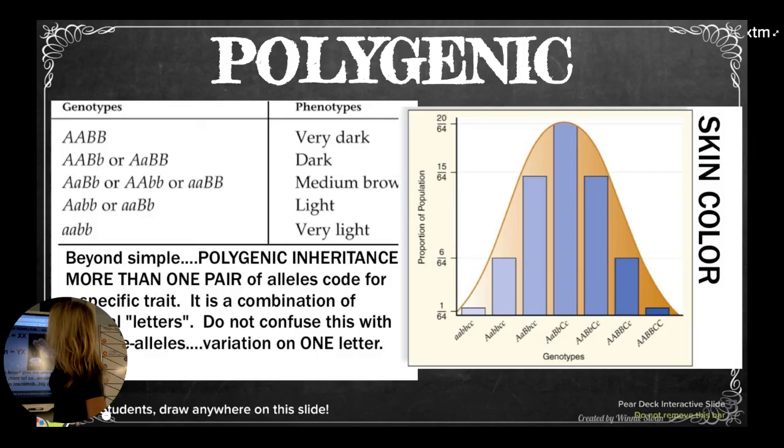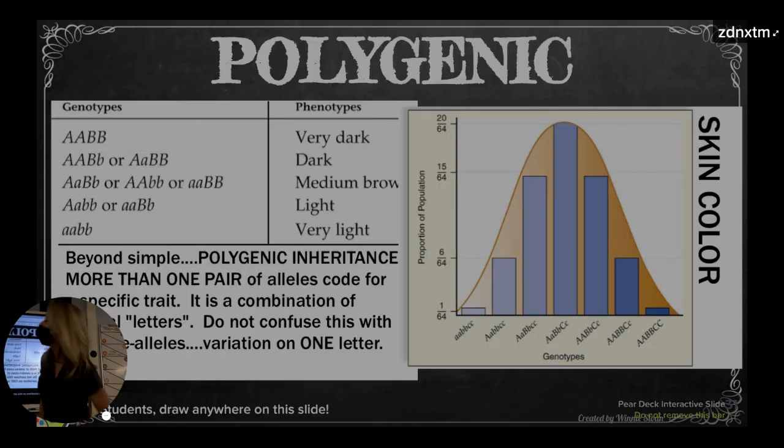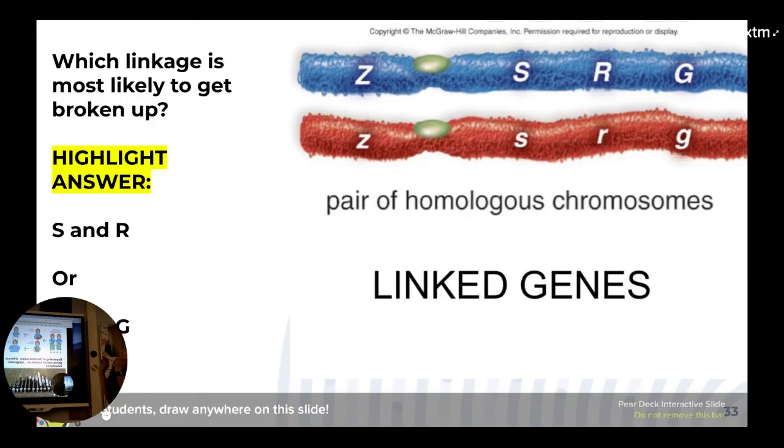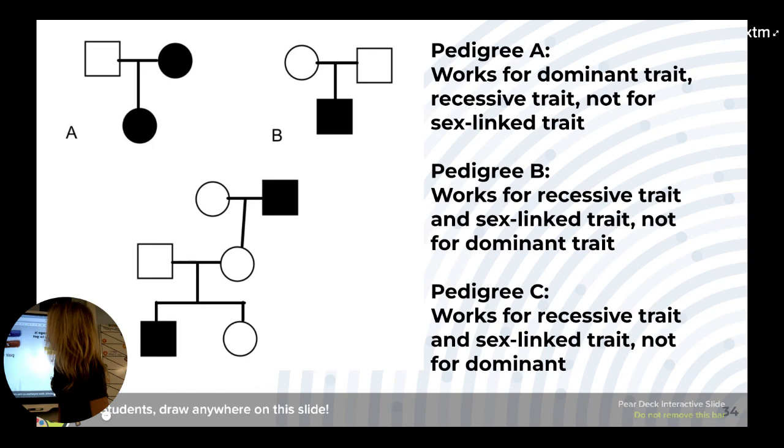And then polygenic traits. This is where you see that bell-shaped curve. Instead of like tall, short, you see all the intermediates in between. That's typical of polygenic traits. Here is where you see the environment influencing the phenotype. And then this is showing you linked genes, right? And the only thing that breaks up the linkage is crossing over. And then this was just kind of the cues for when you're looking at pedigrees.